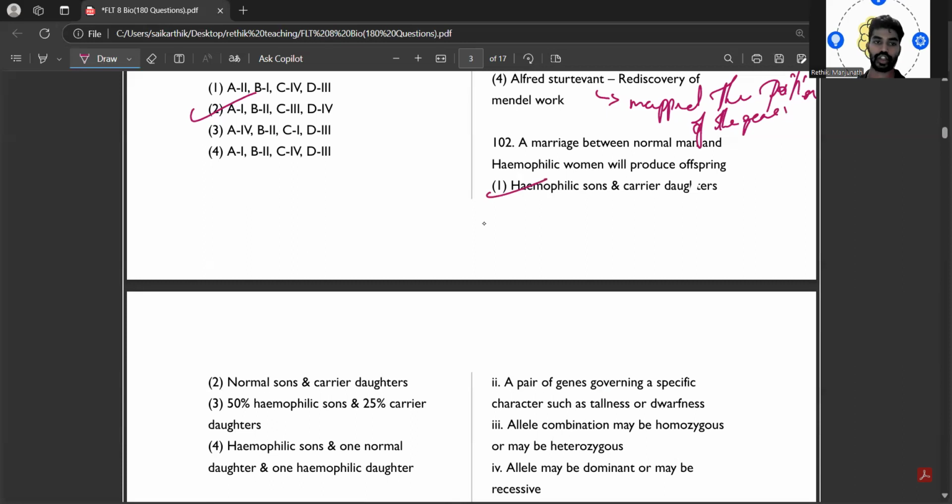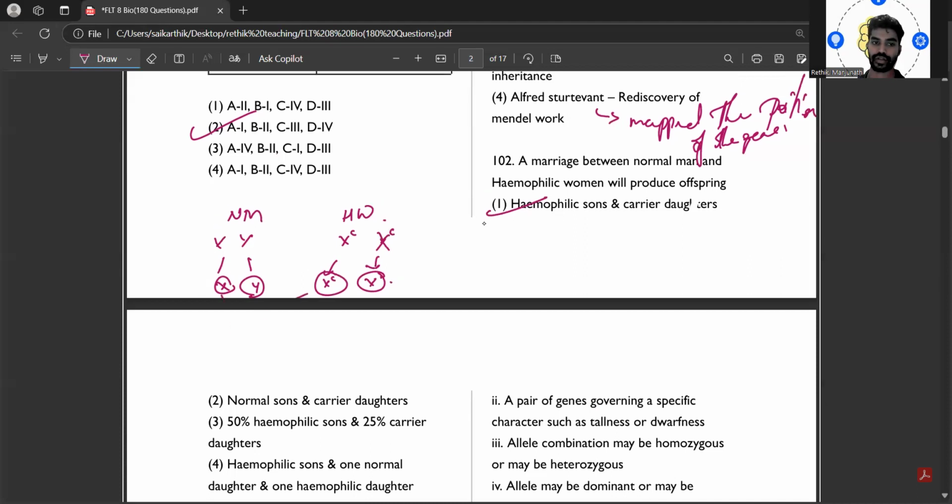I'll just explain why. If there is a normal man and we have a hemophilic woman, what would be the chromosomes? Since it is a normal man, fine. Here the hemophilic woman will have X^c and X^c. As a result, the man will produce X and Y gametes, and the woman will produce X^c and X^c gametes. Correct? So now, what would be the major thing when you cross them?